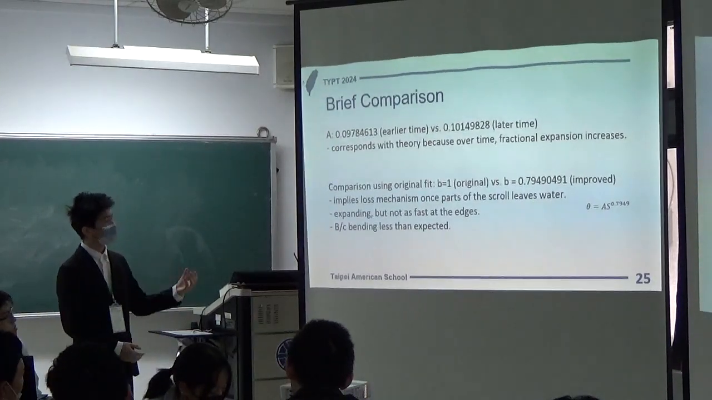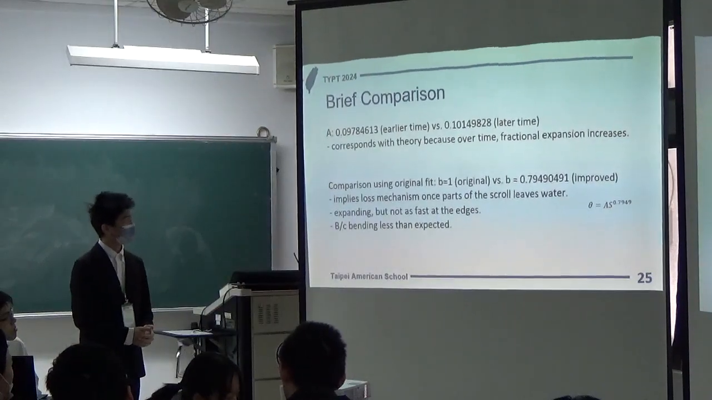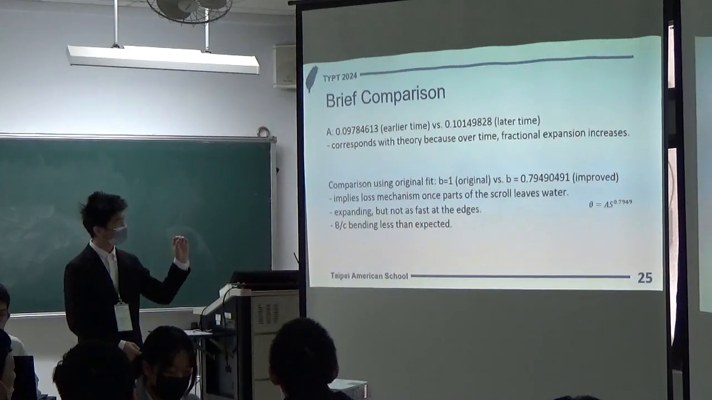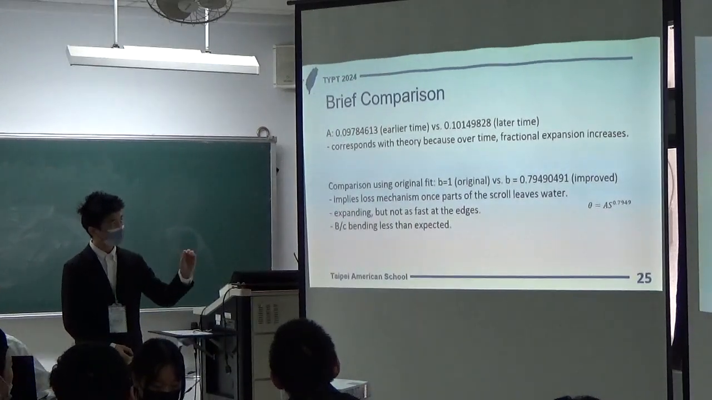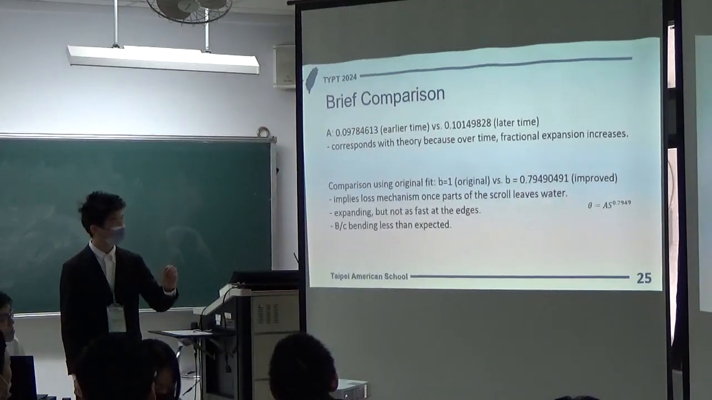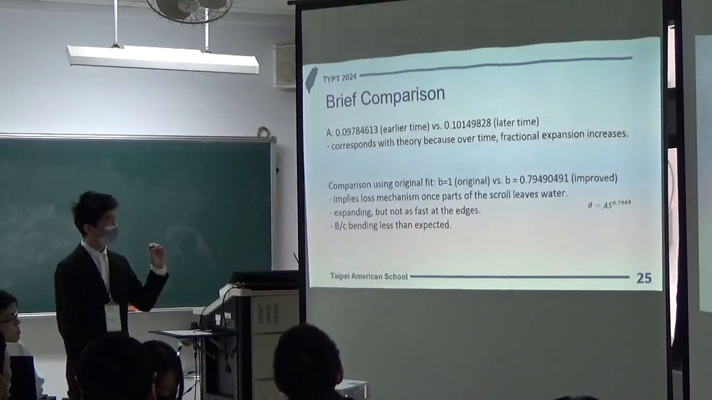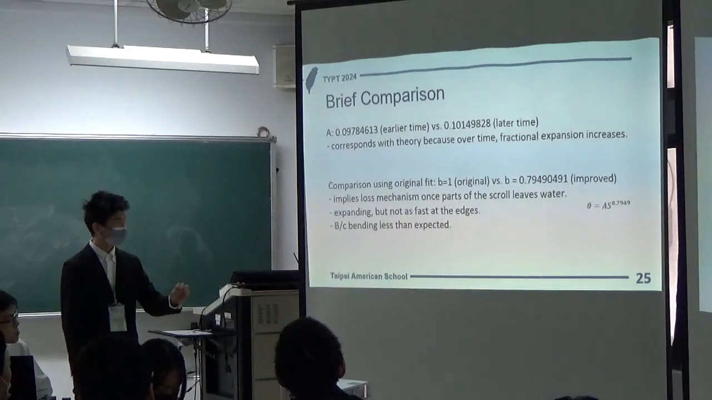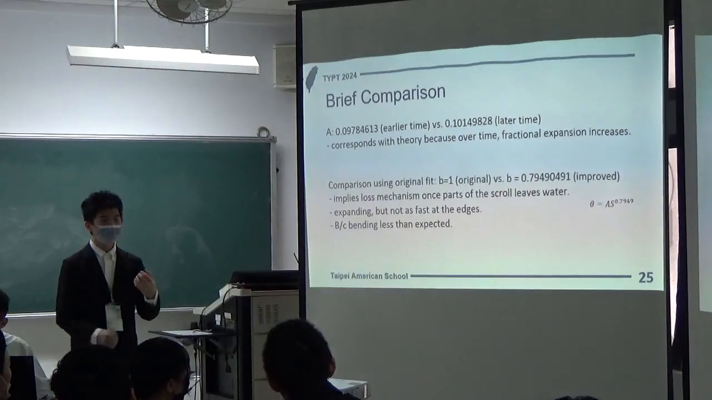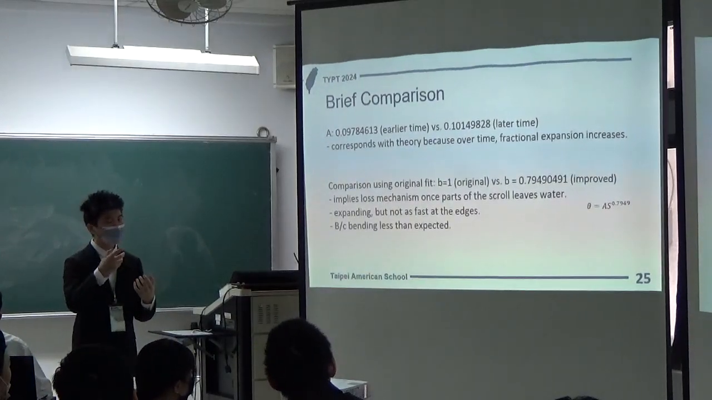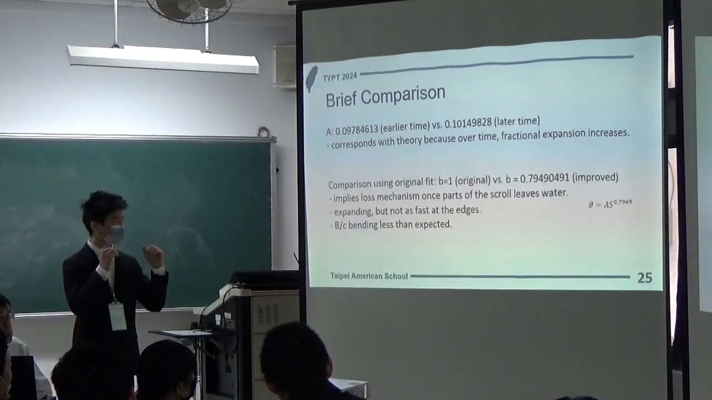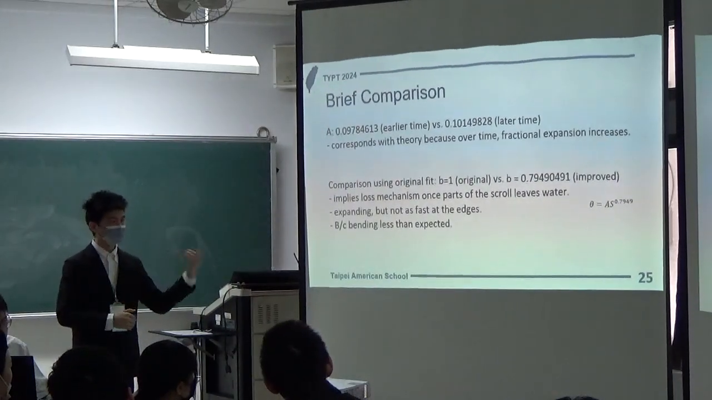So if we briefly compare these two fits, we see that there is a smaller coefficient at the earlier time than at the later time, and this corresponds with our theory because over time, fractional expansion increases. Additionally, if we compare our original fit versus our last fit, this implies a loss mechanism, because even though the expansion increases, the retention of the expansion decreases. So it's still expanding, but it's not as fast at the edges. So bending is less than expected.